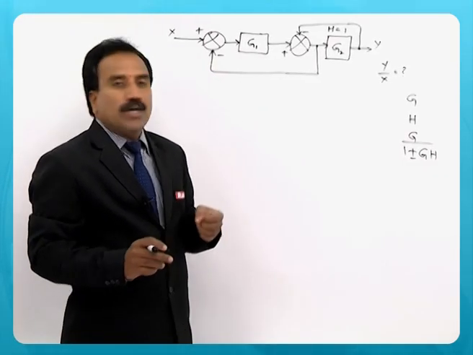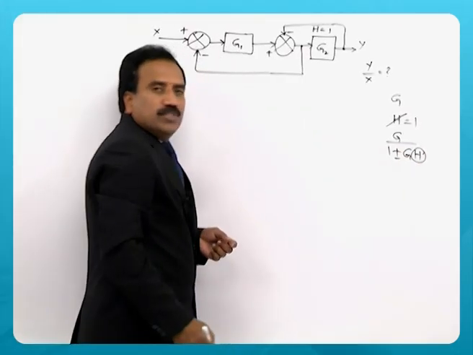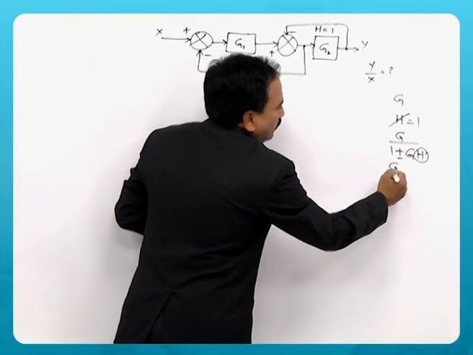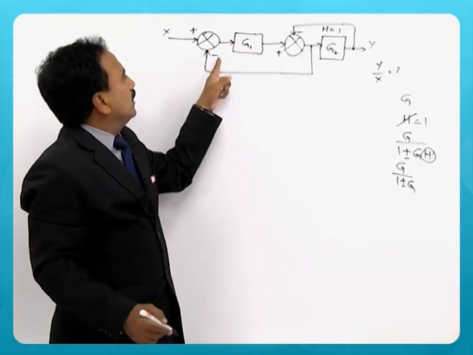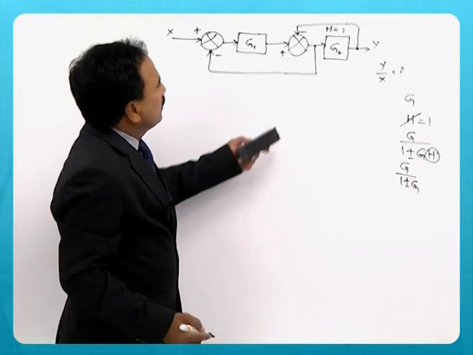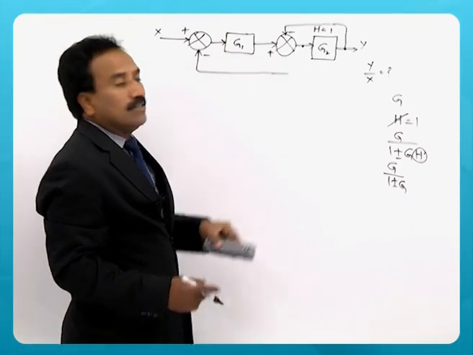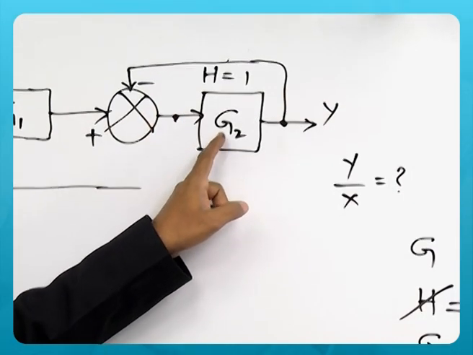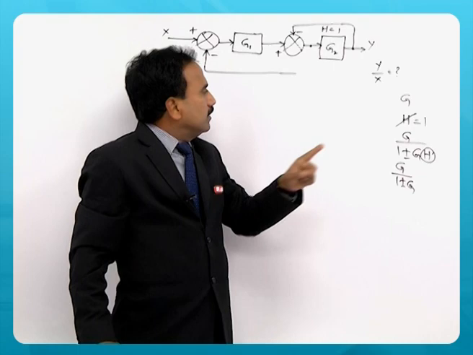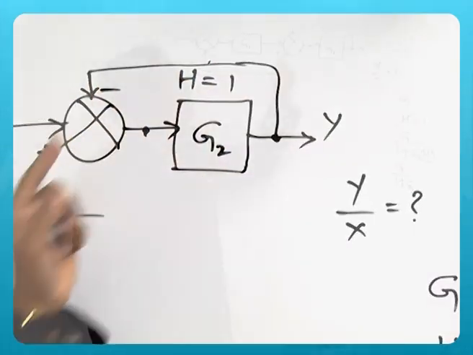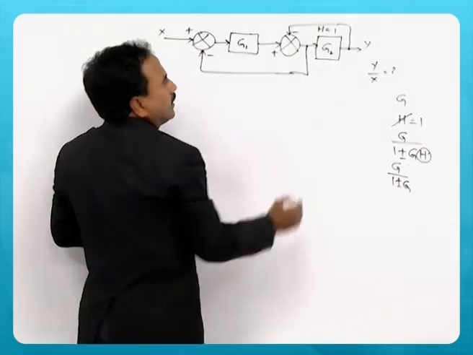Now H is equal to 1 here, so there will not be any H, and you have G by 1 plus G or 1 minus G depending on the polarity that is given here. Now suppose this point is not there, then happily you can say that for this G2 with this unity feedback, you can eliminate the feedback loop by applying rule 3: G by 1 plus G. So this takeoff point is creating the problem.